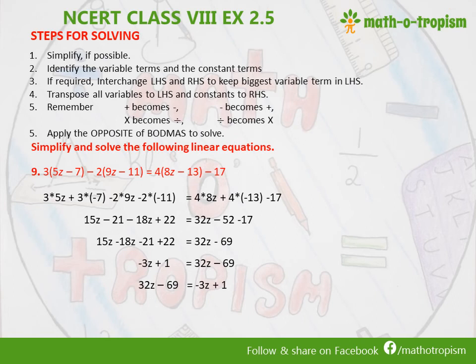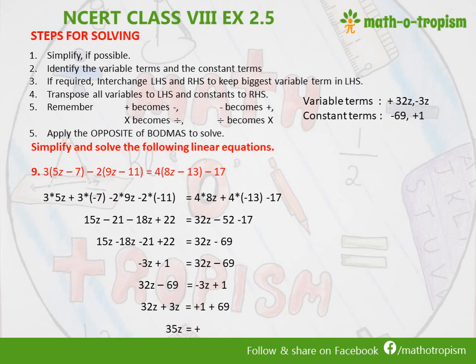Now we write the variable terms as plus 32z and minus 3z, and constant terms are minus 69 and plus 1. So we take minus 3z to the left hand side and we take the minus 69 to the right hand side. So it comes as 32z plus 3z is plus 1 plus 69. So 35z is plus 70. So z is nothing but plus 70 by 35, which is plus 2.